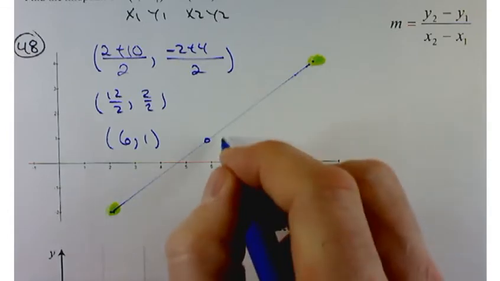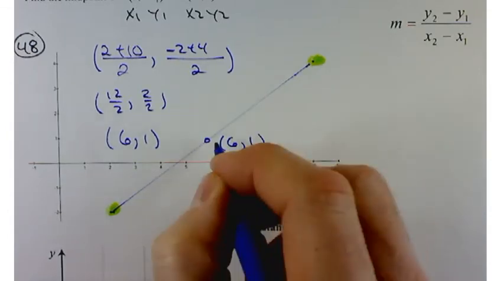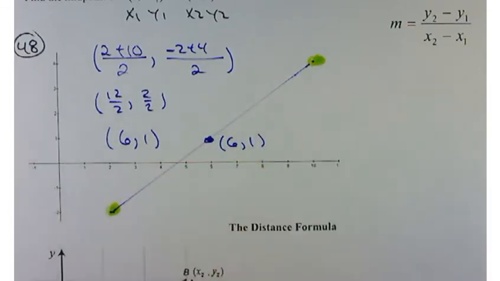That's exactly where I drew this point, 6 and 1. So, looking pretty good. It's the midpoint. It should make sense. If you were to draw it, you don't necessarily have to draw it. That's okay. But let's practice a couple others with the midpoint. We're okay with 48. Let's try 46.